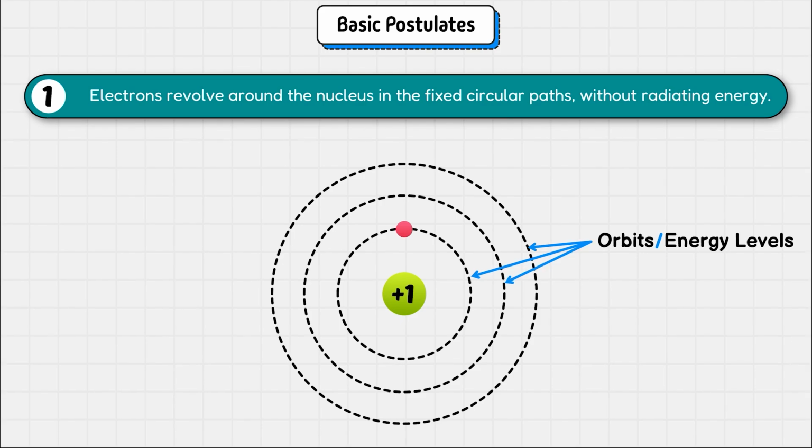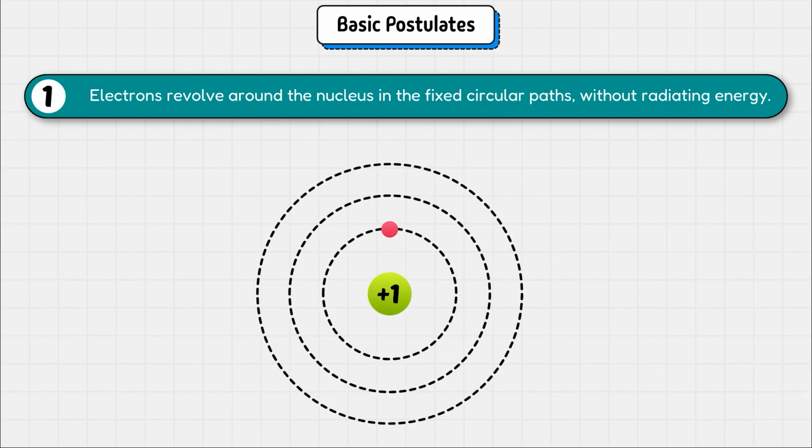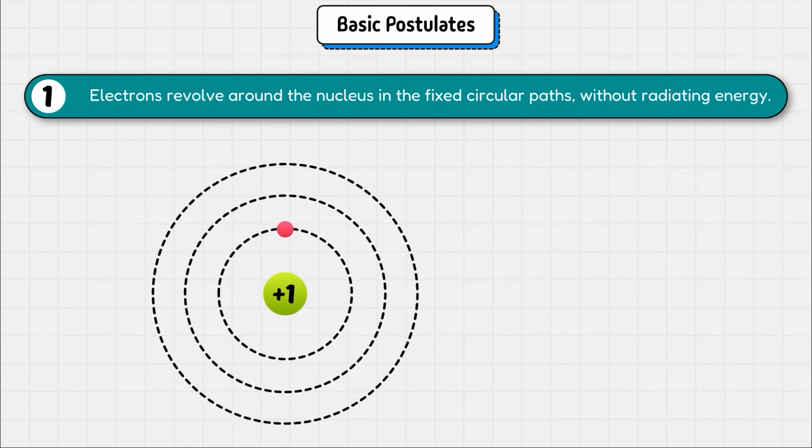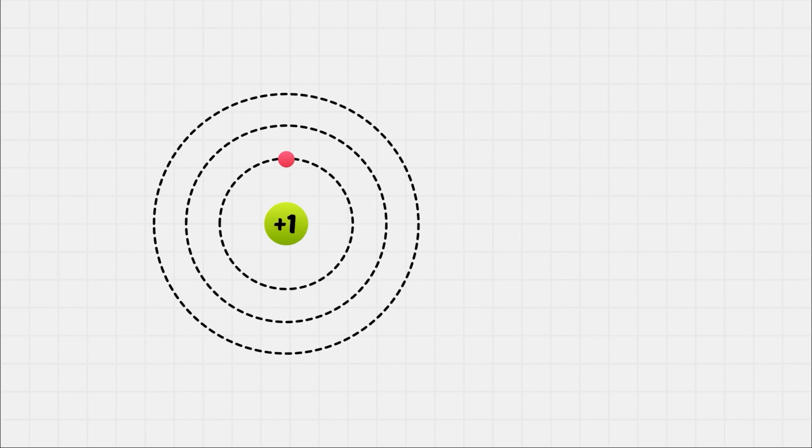The idea of electrons revolving in these orbits is easier to visualize because we can compare them to our solar system, where planets revolve around the sun in their own fixed orbits. However, understanding the concept of energy for particles as tiny as electrons can be a little bit challenging. Therefore, to make this concept easier to understand, we will use an analogy from classical physics.